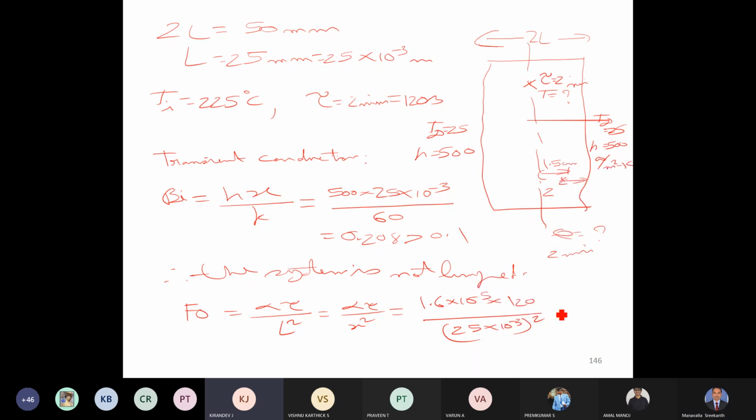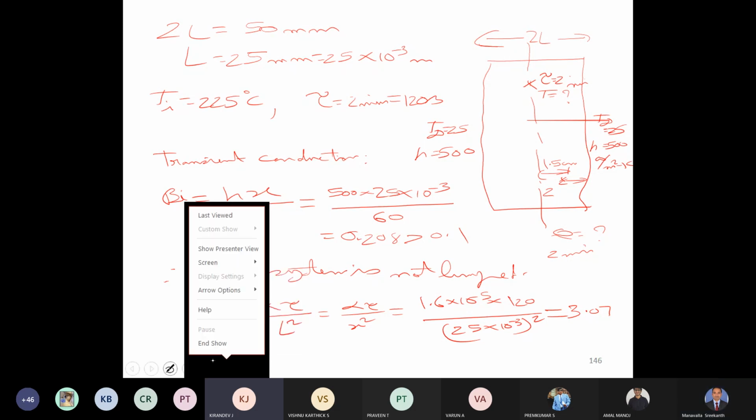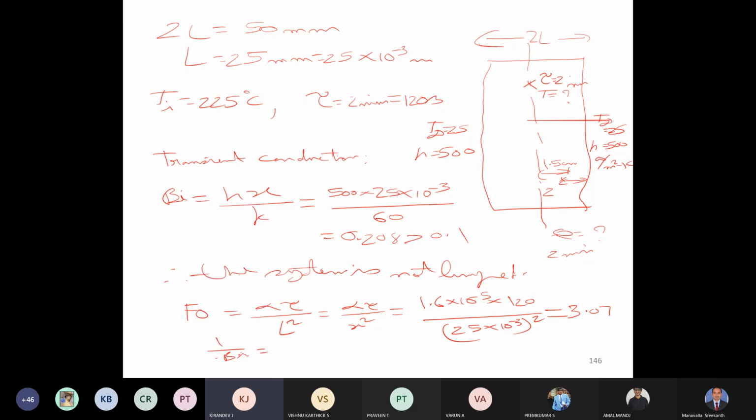Okay, so calculate this value. The Fourier number is 3.07, and the Biot number we got is 0.208. So 1 by Biot number is 4.8. So Fourier number is 3.07, and 1 by Biot is 4.8.